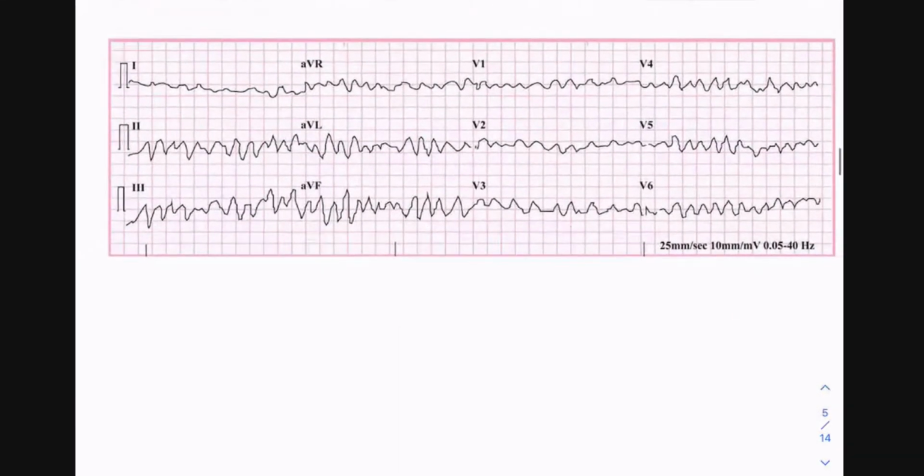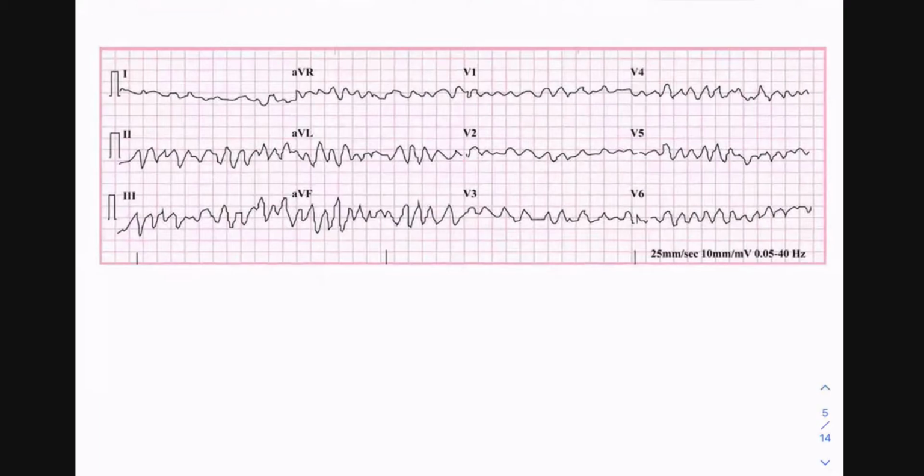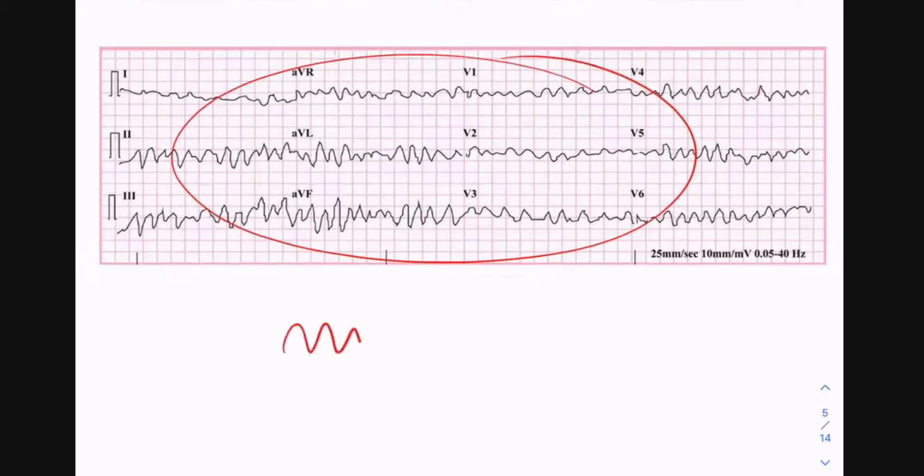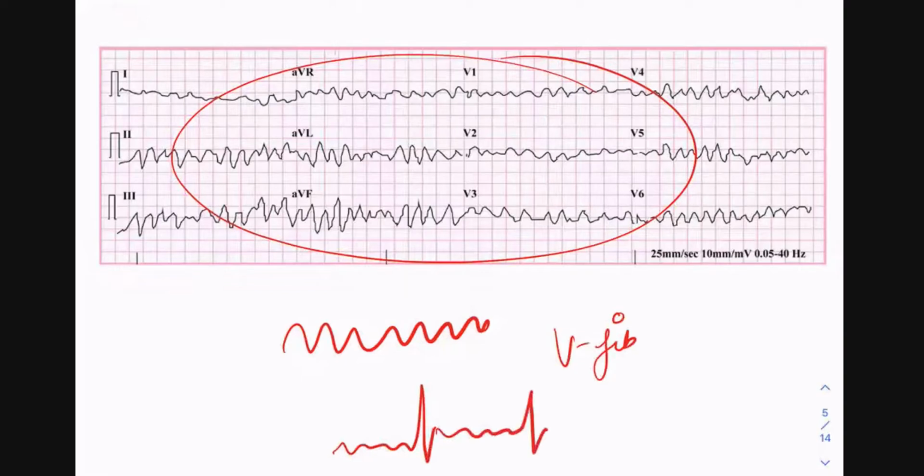Okay, so what's going on here? I see lots of squiggles. So lots of squiggles, no QRSs. This is VFib. Remember, AFib was squiggles with a QRS. Squiggles with a QRS, this was your AFib, right? VFib, just squiggles, no QRSs.